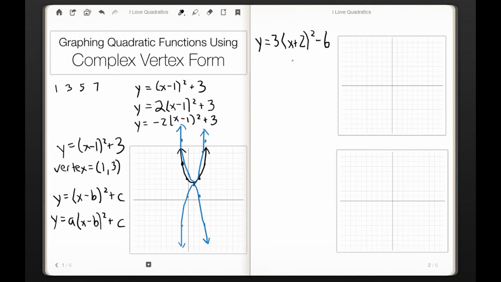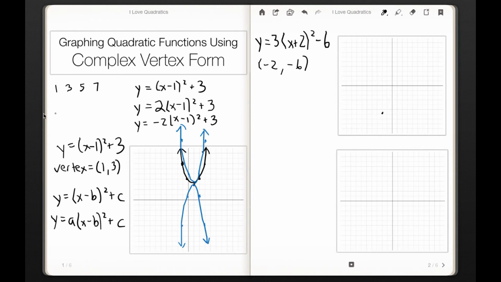But before we do that, we first have to calculate the vertex here. So the vertex, again, just ignore the a, that doesn't matter. All we need to find is what makes the squared term 0. That's going to be x is -2. And when x is -2, all of this is 0, so y will be -6. And there's our vertex. So the vertex is always what you start with in this form.